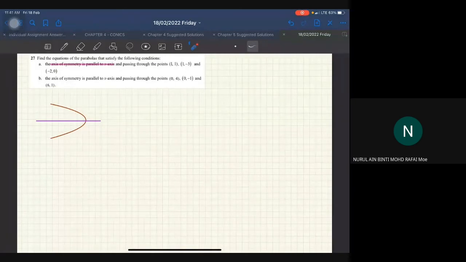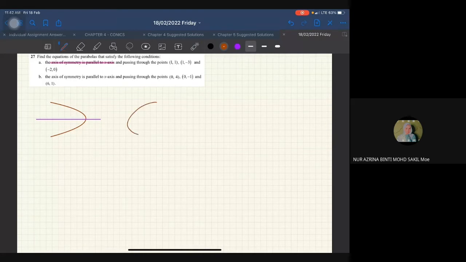Dia satisfy tak the condition given by question? Ya. Yeah. Betul. Okay, good. Alright, so itulah maksud dia. Okay, so dia nak cakap axis of symmetry, this is the axis of symmetry, it is parallel to x-axis. So x-axis macam ni, okay, and then dia parallel. Okay, so dia gerak sama ke atas. Okay, so dia ada dua bentuk lah. Sama ada yang this one ataupun we have another shape open to the right.